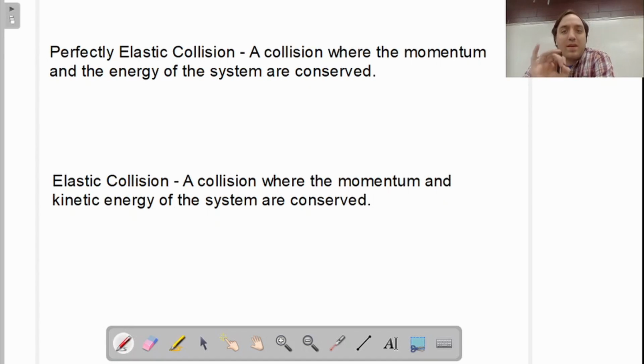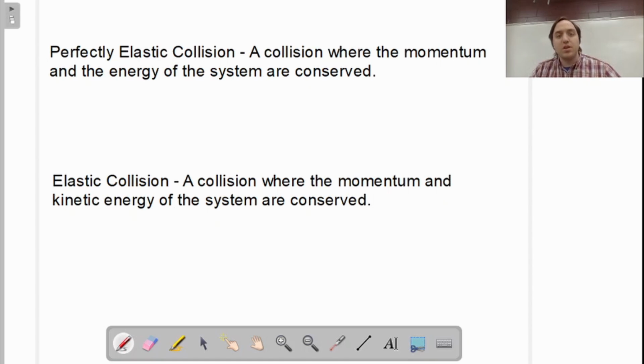Specifically today we're going to talk about types of collisions in reference to energy. Collisions always conserve momentum, but what happens to the energy that an object has? We classify collisions based on whether or not their energy is conserved, or how much of it's conserved. An elastic collision is a collision where the energy is conserved.